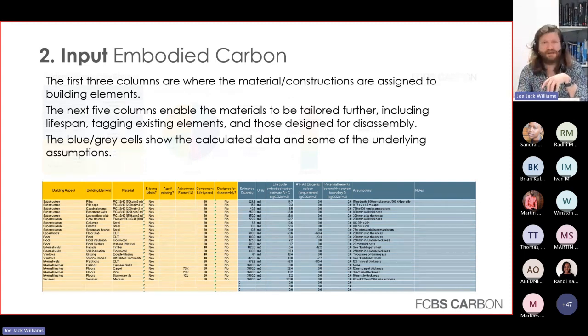We can choose whether it's existing. Are you reusing bits and you get benefits for that? You can use the adjustment factor. The adjustment factor is there, and I'll show you how to use that for making it work a bit better, overriding some of our guesses. And here's where you say how long you think your building element's going to last. This is based purely on your intuition. There are tables out there. I know RICS have tables, but this will help guide you towards how many replacement cycles there'll be over that 60 years.